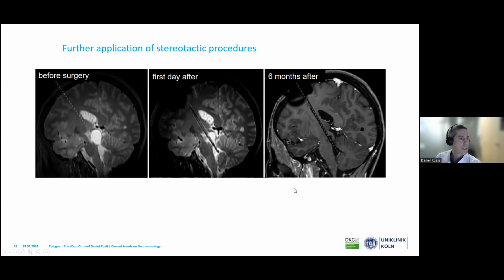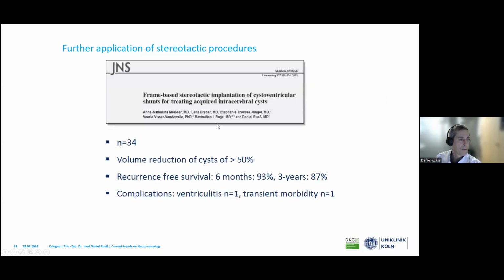So did an analysis of a small cohort of patients, and we see recurrence-free survival after 6 months of 93% and after 3 years of 87% with a very low complication rate. So keep that in mind. It's also a minimally invasive strategy to treat intracerebral or acquired cysts.